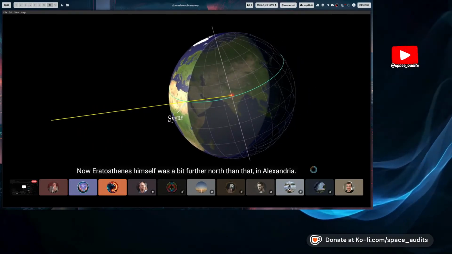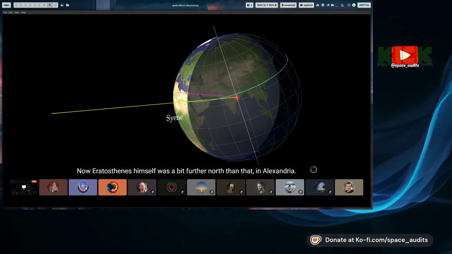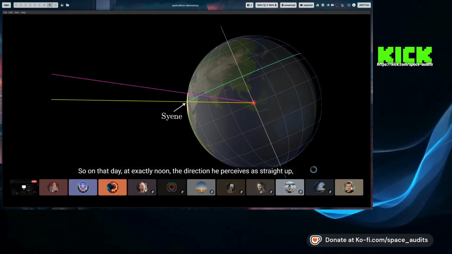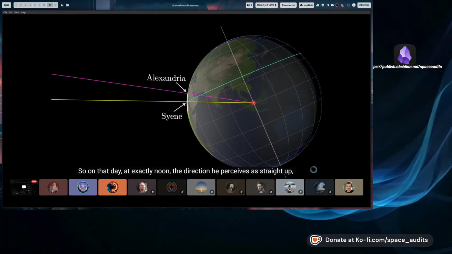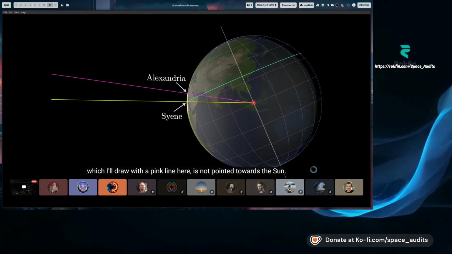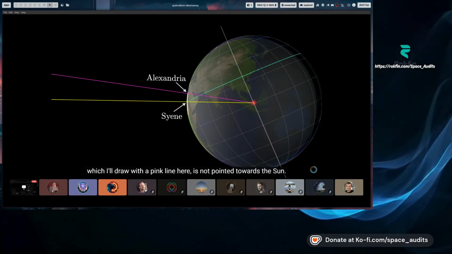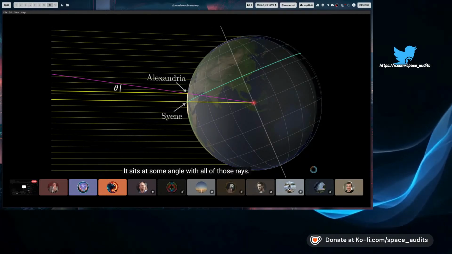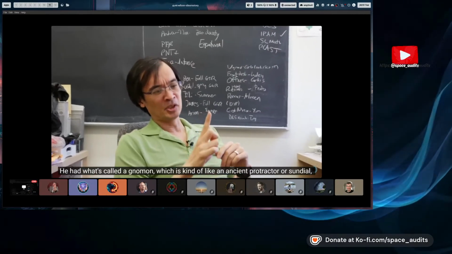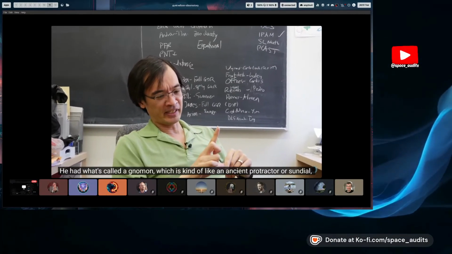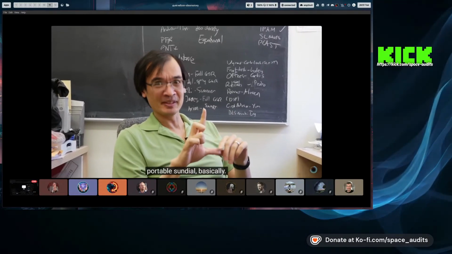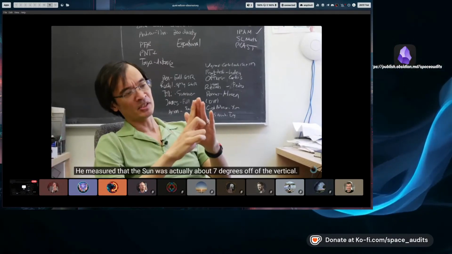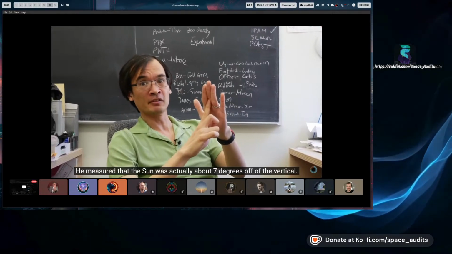Now, Eratosthenes himself was a bit further north than that, in Alexandria. So on that day, at exactly noon, the direction he perceives as straight up, which I'll draw with a pink line here, is not pointed towards the sun. It sits at some angle with all of those rays. He had what's called a gnomon, which is kind of like an ancient protractor or sundial, a portable sundial, basically. He measured that the sun was actually about 7 degrees off of the vertical.